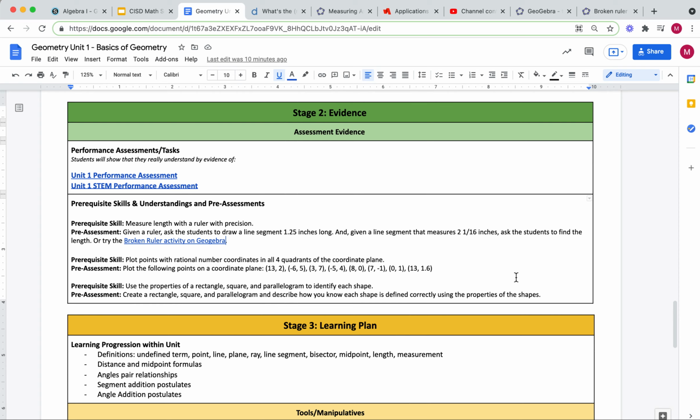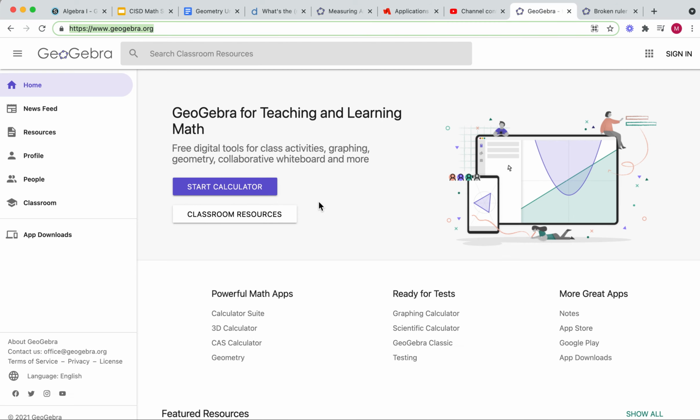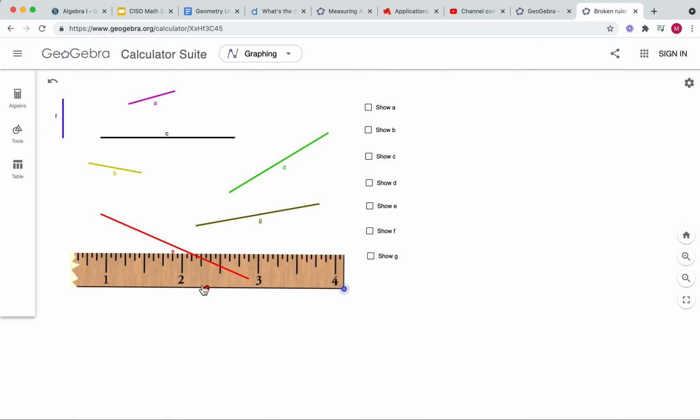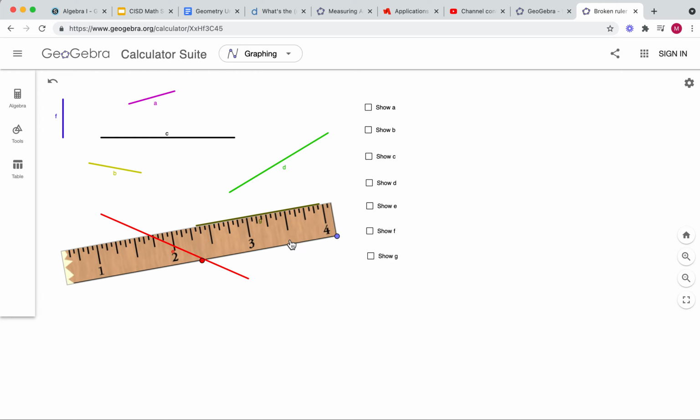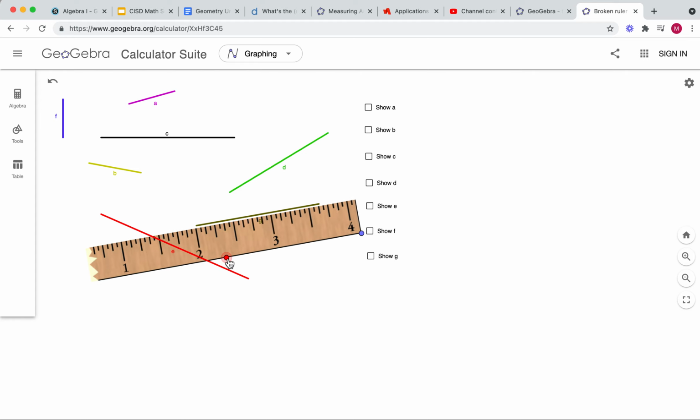We can do this digitally with an activity such as the broken ruler activity on GeoGebra. Here, they move the ruler and find the measure of the line accordingly. They can write it down, or they can take a screenshot and annotate the image.